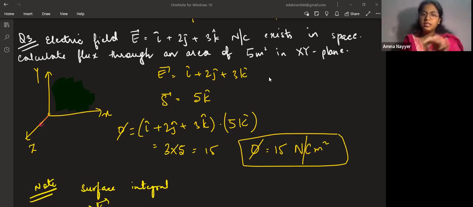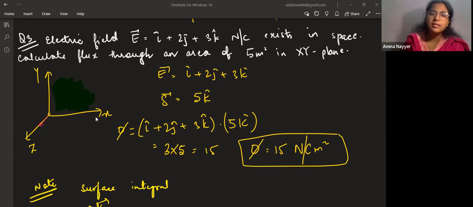Yes, see, Tari. In this question, E dot ds, we have to calculate electric flux. That must be clear to you. You have a surface integral. For surface area, it does not matter whether it's 5i cap, 5j cap, 5k cap, whatever is the coefficient. Whichever plane is given, say xy is given, whichever axis is left, use that unit vector.